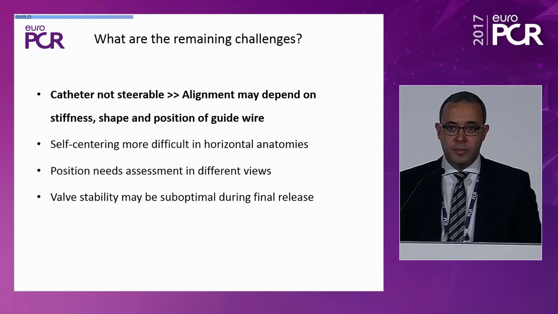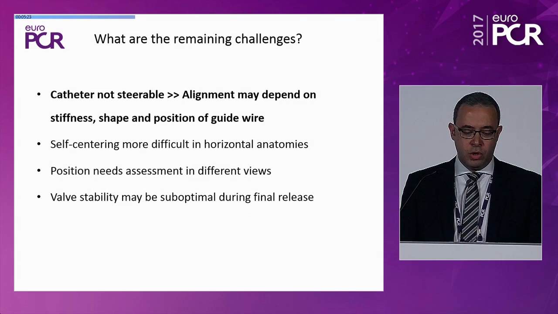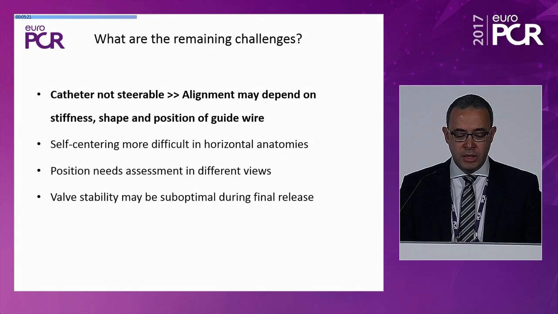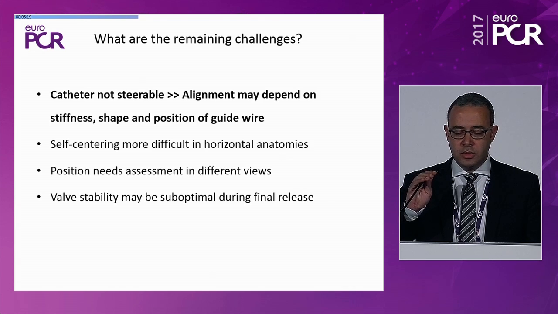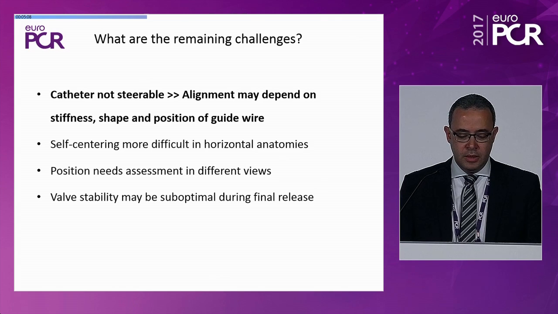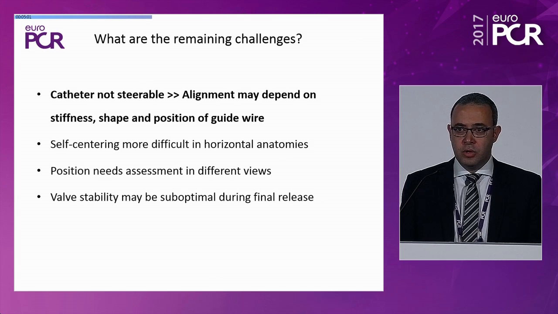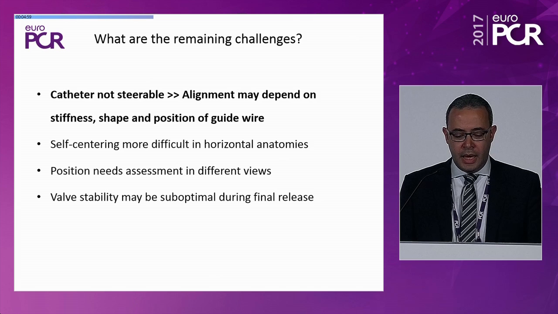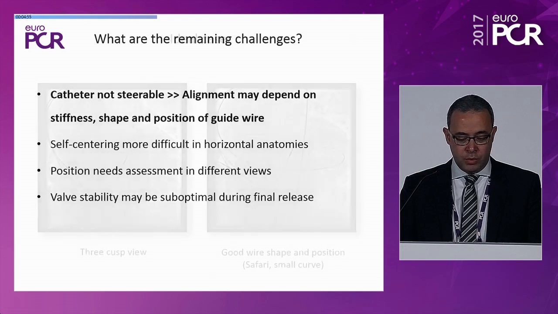There are, though, remaining challenges, and this is why you have to be cautious when you're treating this type of anatomy. The catheter is not steerable yet, so alignment may be difficult, and it definitely depends on the type, shape, and stiffness of the wire you're using. Self-centering could be more difficult in horizontal anatomies. The position definitely needs assessment in different views. So even if you're very experienced and you think you're right, I would encourage you to have a look at different views and particularly pay attention to valve stability during release because it may be suboptimal.